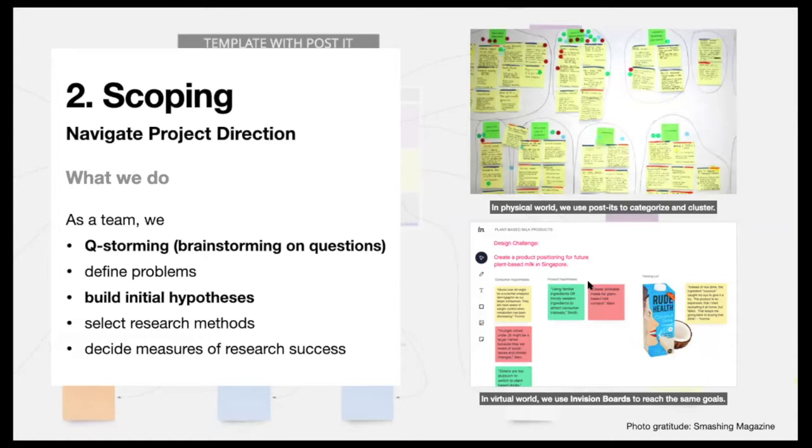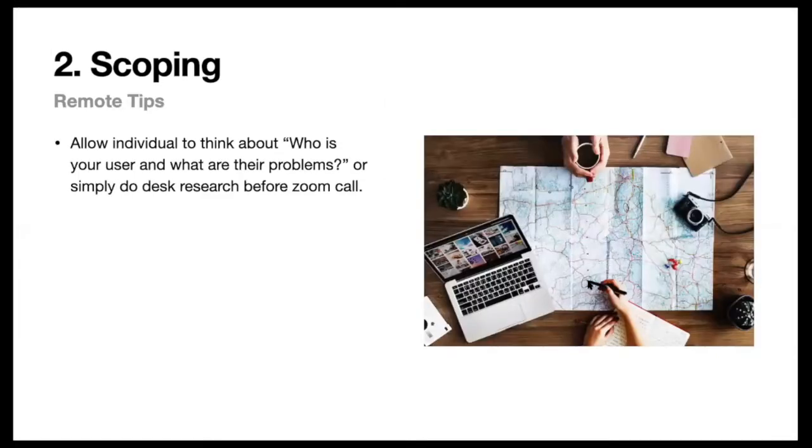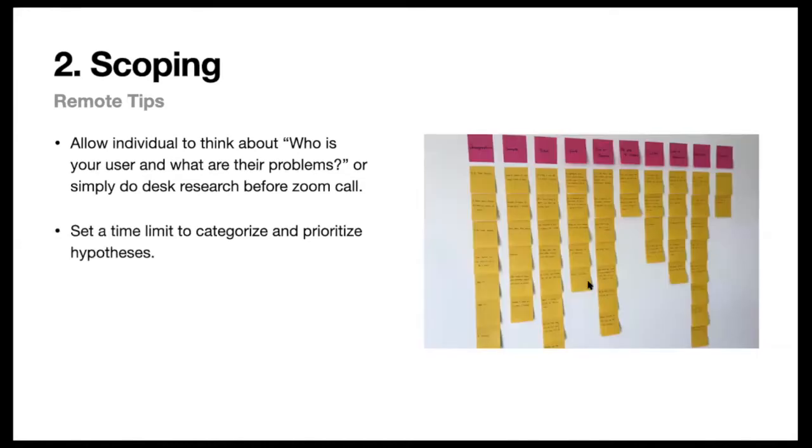Next, I will give a couple of tips on how to conduct scoping remotely. Number one is to allow individual time to think about who your user is and what their problems are, or simply do some desktop research before the Zoom call. A lot of users document their experience and share it online, which can be a great way to observe remotely. Setting a time for categorizing and prioritizing your hypotheses could be tip number two. It can be hard for the facilitator to detect energy level in a Zoom brainstorming. Setting a time can boost excitement.